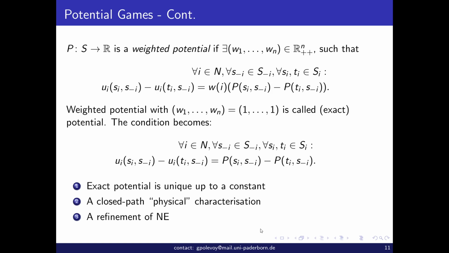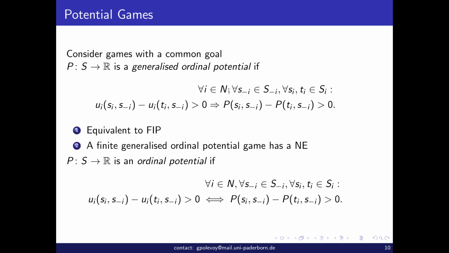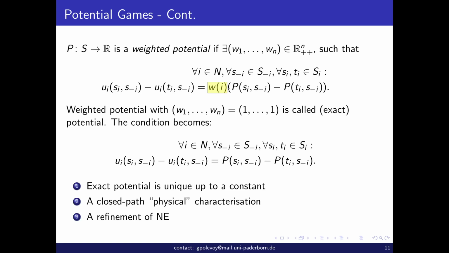if and only if there exists a vector of positive real numbers, such that the value of the change in the utility is exactly equal to the value of the change in the potential function up to this factor of the corresponding element of this vector, the corresponding weight. Since those weights are positive, of course the sign is the same, so it implies being the generalized potential, and ordinal potential, which of course implies being the generalized ordinal potential.